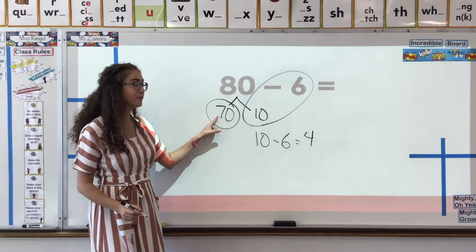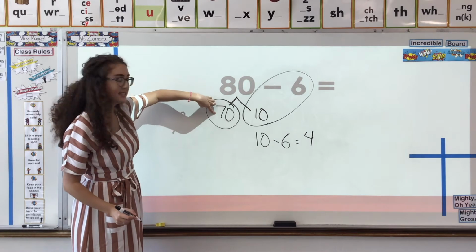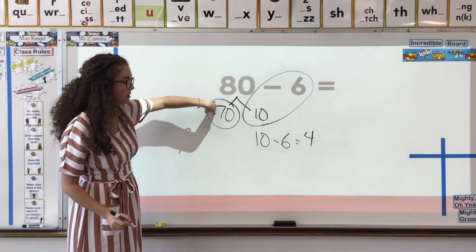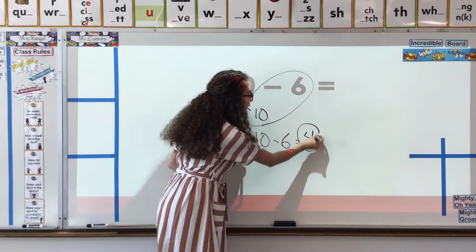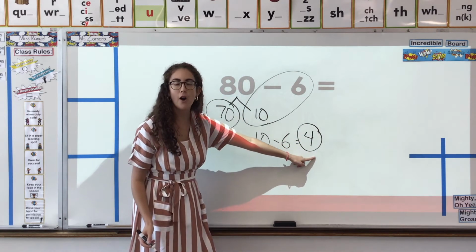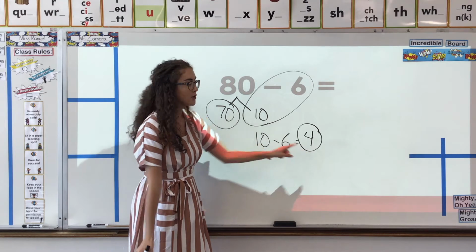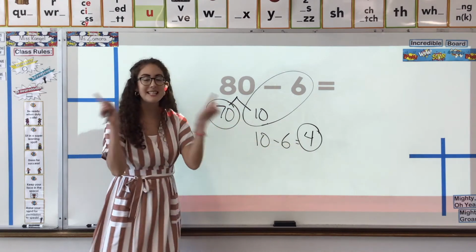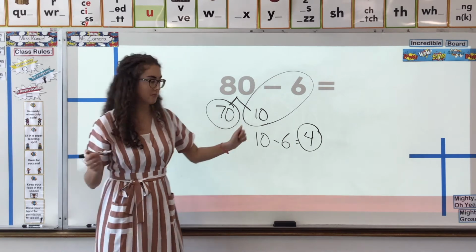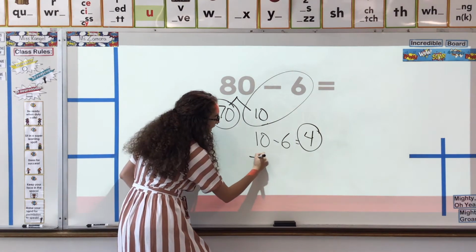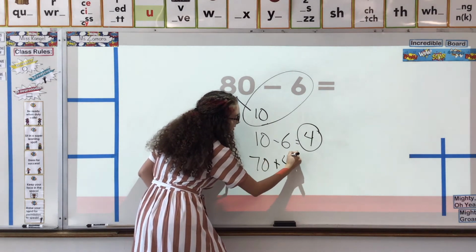We have what's left from the 80. This 70 isn't being used. What about our answer? This 4 is going to be part of our answer. So we need to add what is left in our problem to solve this subtraction sentence. Let's take a look. Let's add 70 plus 4.